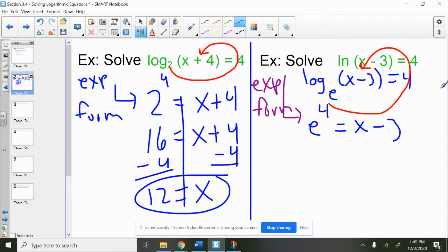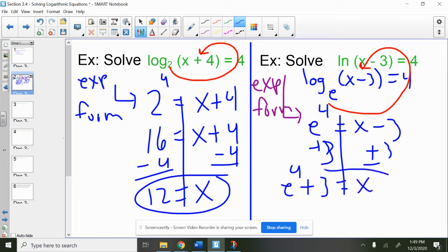Now notice I don't have x by itself either. I have to add 3 to both sides. So that's e to the 4th plus 3 equals x. That's your exact form answer. Now, if it says decimal, you're going to have to go to Desmos and type in e to the 4th plus 3, and get your answer that way. So depending on what it wants, if this is a short answer and you leave it like that, that's 100% fine.